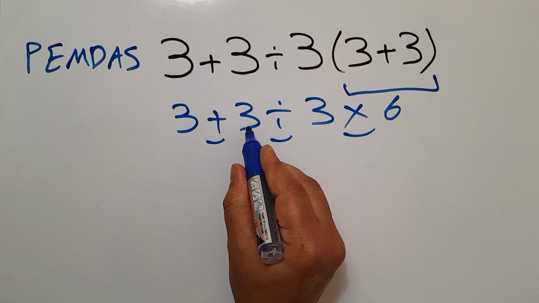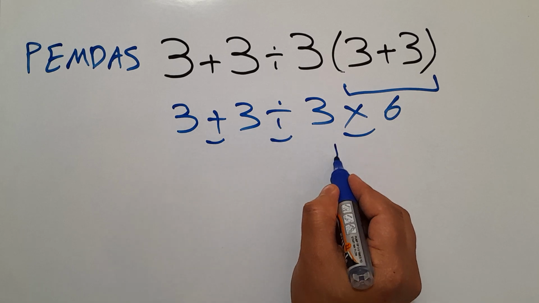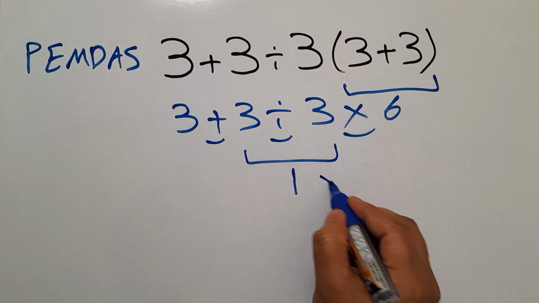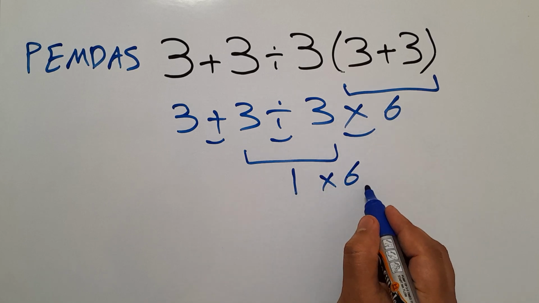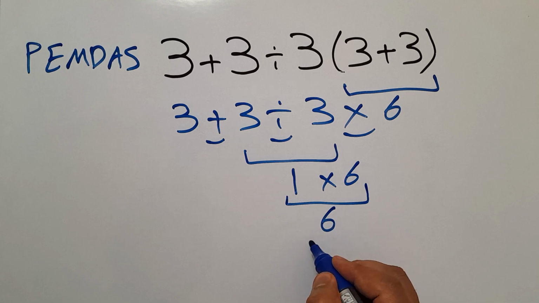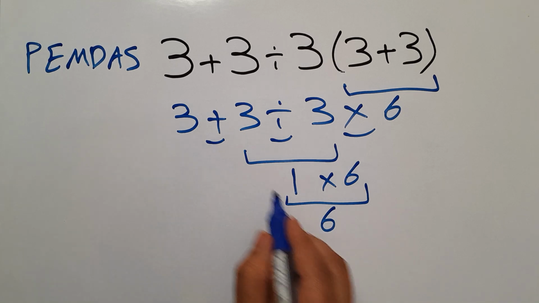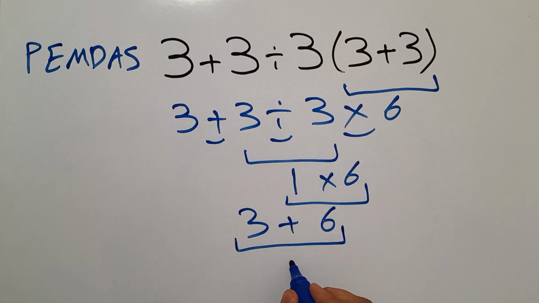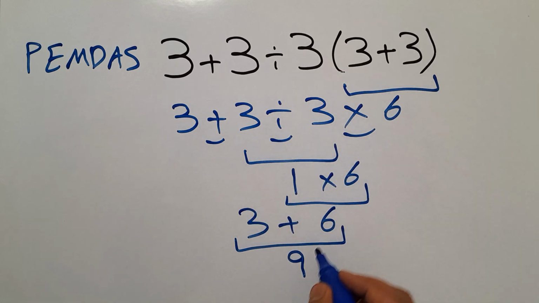First we do 3 divided by 3, which equals 1, and then times 6. 1 times 6 equals 6. So 3 + 6 equals 9. Therefore, our final answer to this problem is 9.